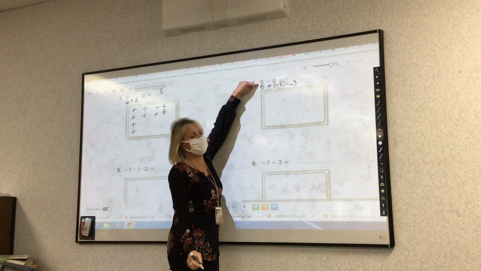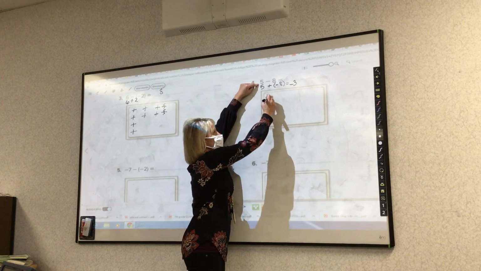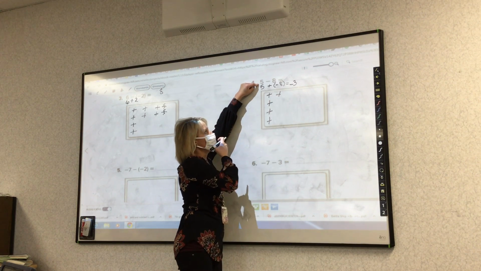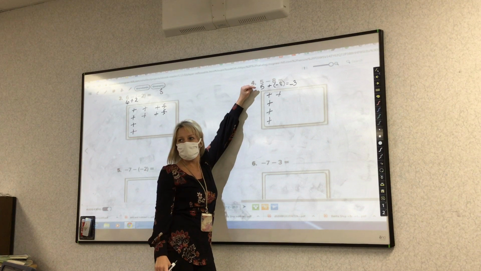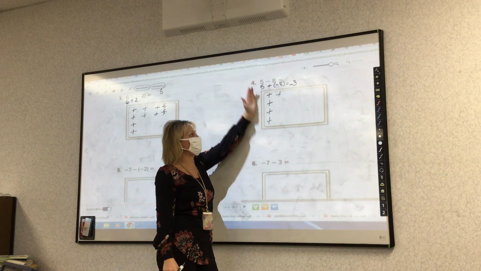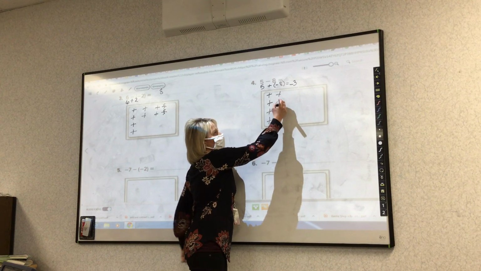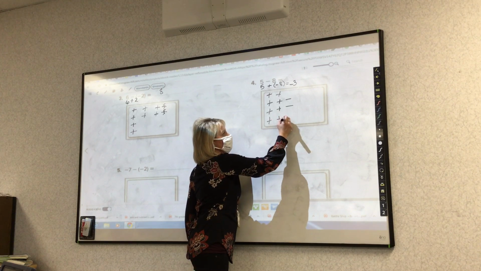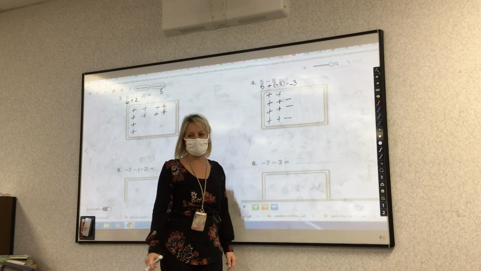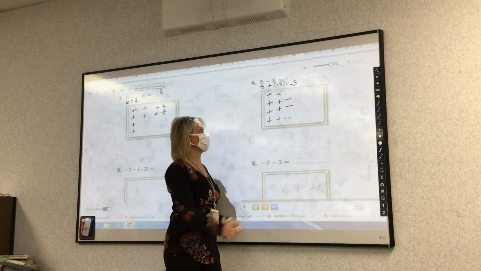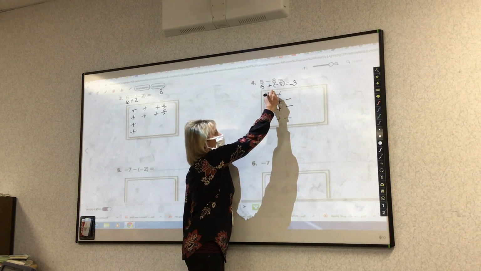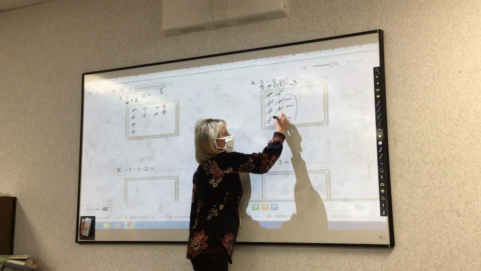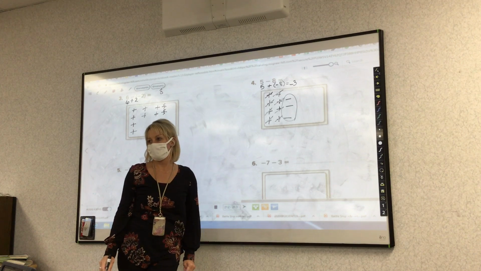So let's go back to what we need to do here. 5 positives. 1, 2, 3, 4, 5. I need to take away 8 positives. But I only have 5. So let's make our pairs. 6, 7, 8, because those are my 0 pairs. Now cross off my 8 positives. 1, 2, 3, 4, 5, 6, 7, 8. What am I left with? 3 negatives.